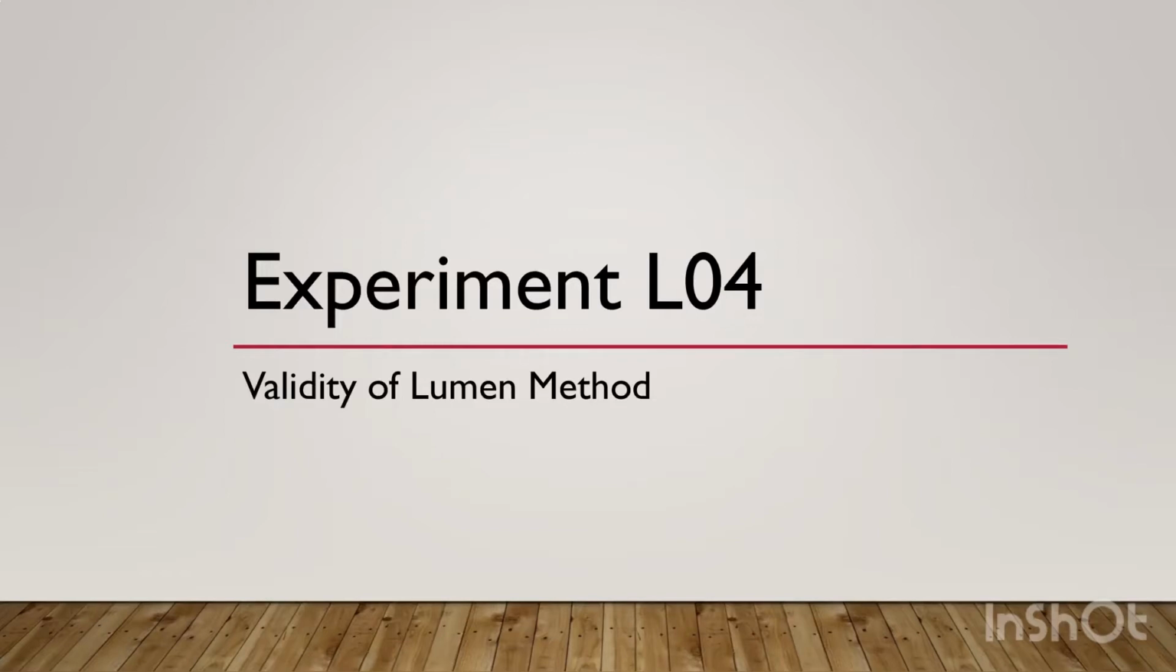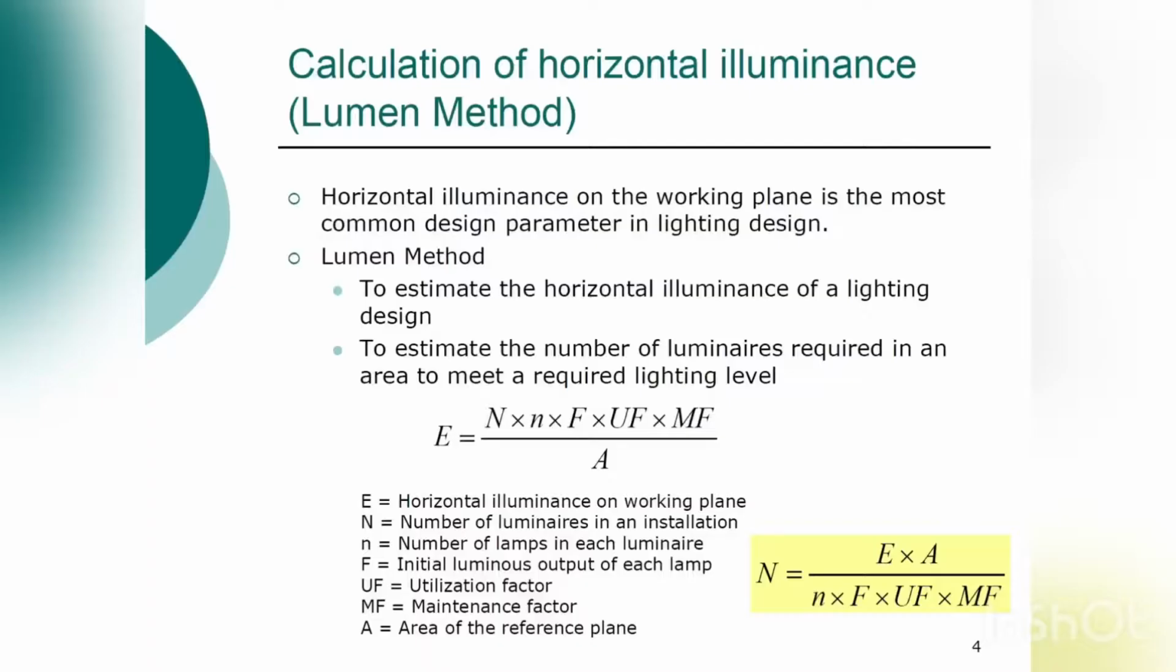Experiment L04, Validity of Lumen method. In this experiment, we are going to test the validity of the Lumen method, which is a manual calculation method of the horizontal illuminance in a room. You can refer to this page for the equation of the Lumen method.